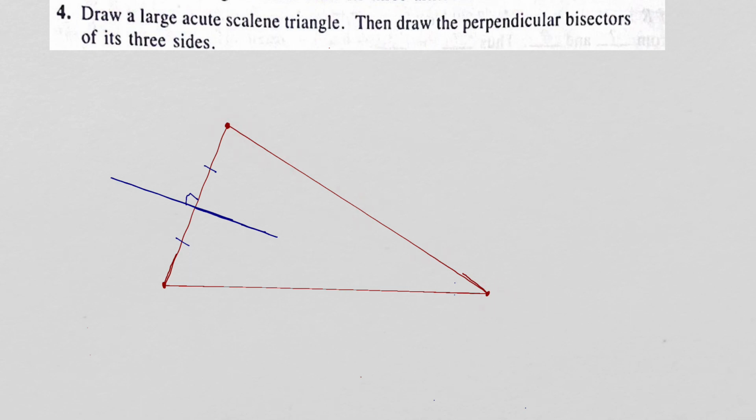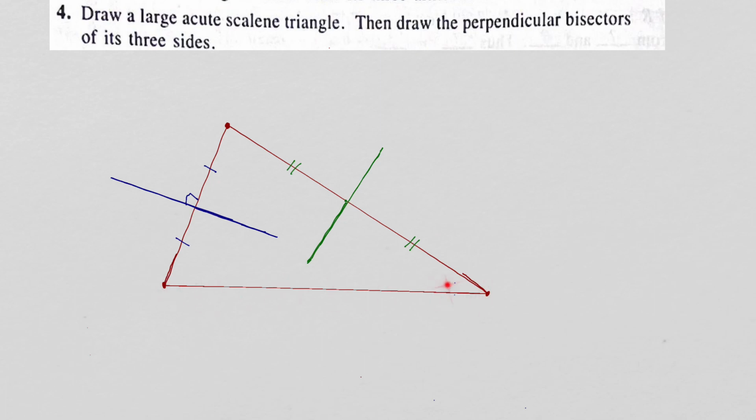The bisector of this is a point right there. So for the perpendicular bisector, again, I'm going to use the edge of my paper to make a 90-degree angle. And I'll do that, and then I'll extend this out here. So that's my perpendicular bisector there, where this side and this side are exactly the same.